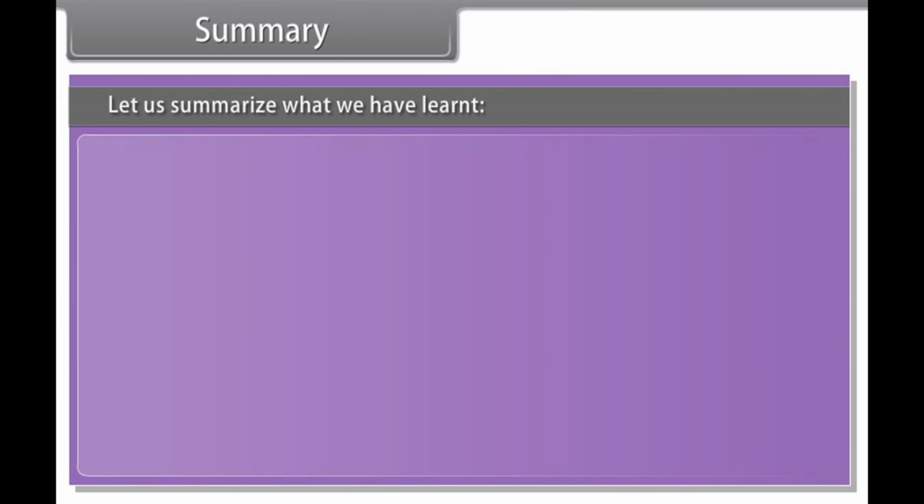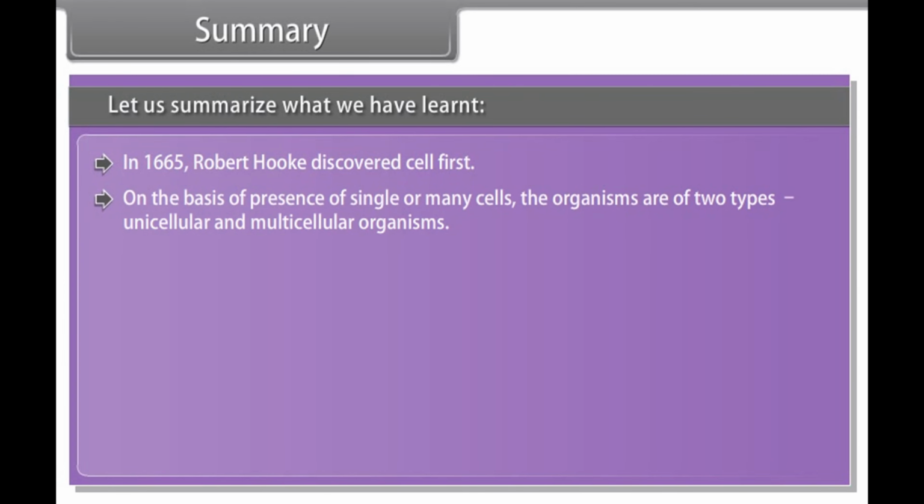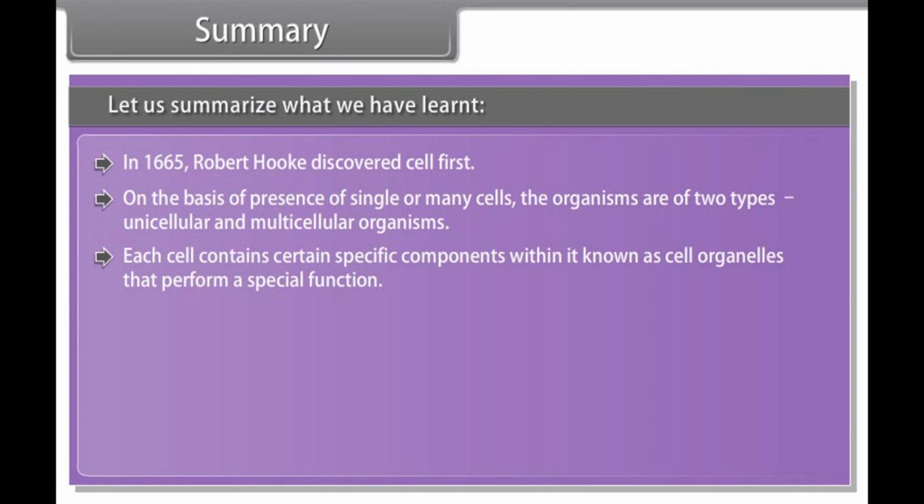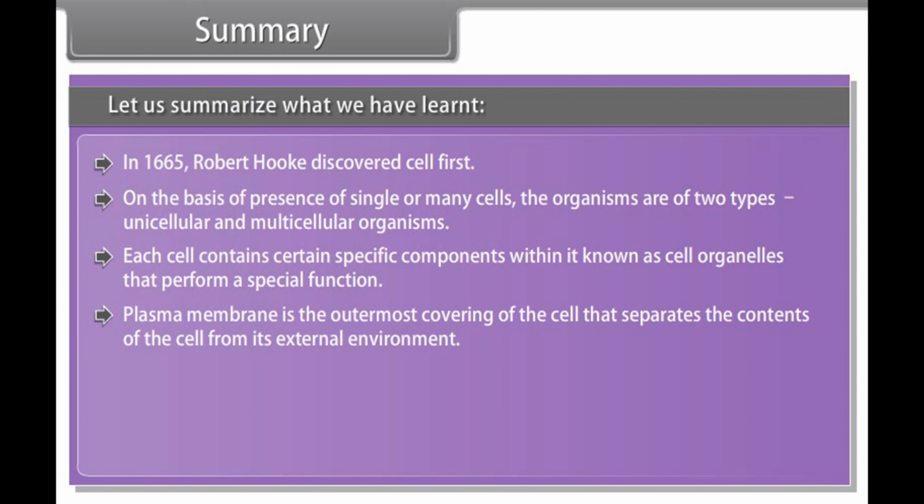Summary. Let us summarize what we have learned. In 1665, Robert Hooke discovered the cell first. On the basis of presence of single or many cells, the organisms are of two types, unicellular and multicellular organisms. Each cell contains certain specific components within it, known as cell organelles, that perform a special function. Plasma membrane is the outermost covering of the cell that separates the contents of the cell from its external environment.